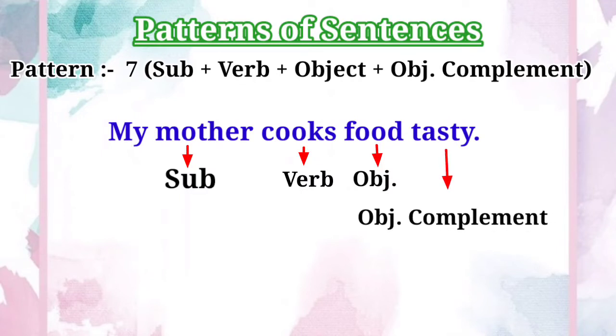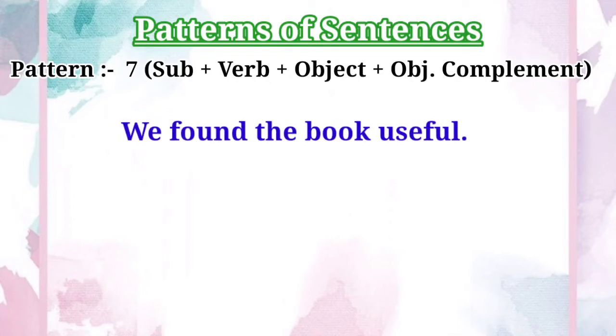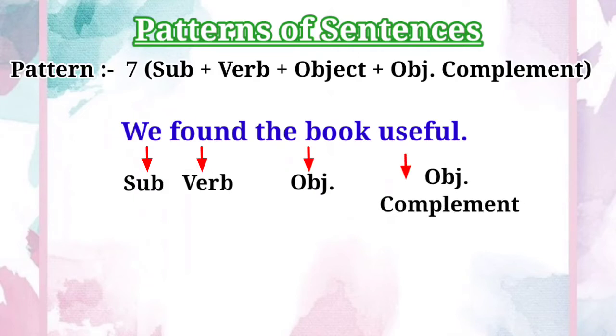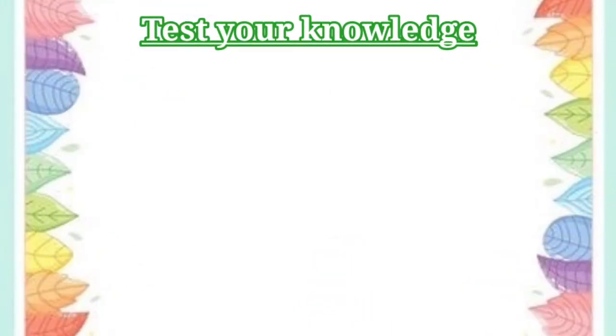Then example number 2, we found the book useful. As you know, we is the subject, found is the verb, the book is the object, and useful is the object complement, because this word describes the object book. How is the book? Useful. So useful is the object complement. Clear, children?